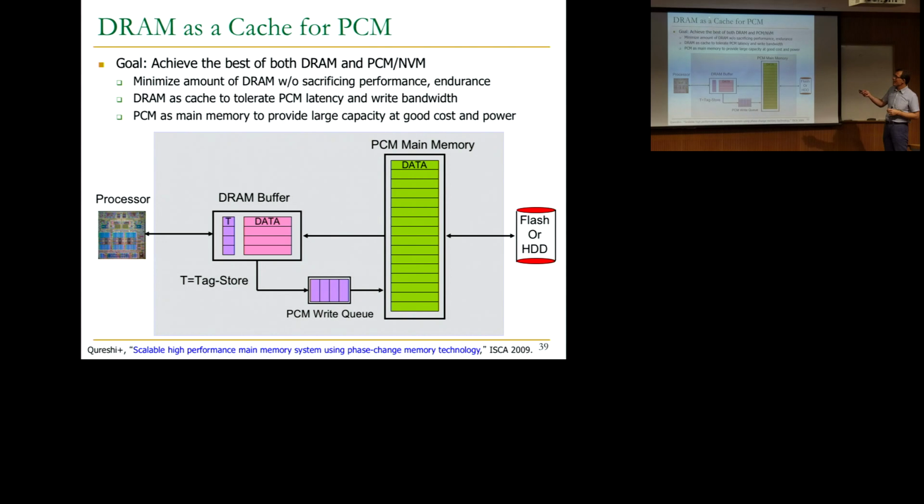If you want to use DRAM as a cache for PCM, you want to do that because you want to tolerate the latency of PCM, and you also want to tolerate the write bandwidth and the endurance issues that we've discussed. And we want to minimize the amount of DRAM that we have in the system without sacrificing performance and endurance. And we're going to use the PCM as main memory to provide large capacity at good cost and power. So basically, the system looks like this. This is depicted in this paper by Moin Qureshi.